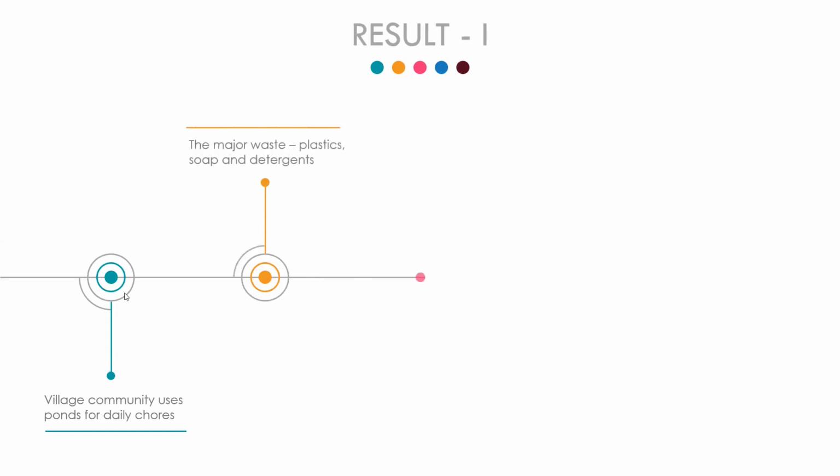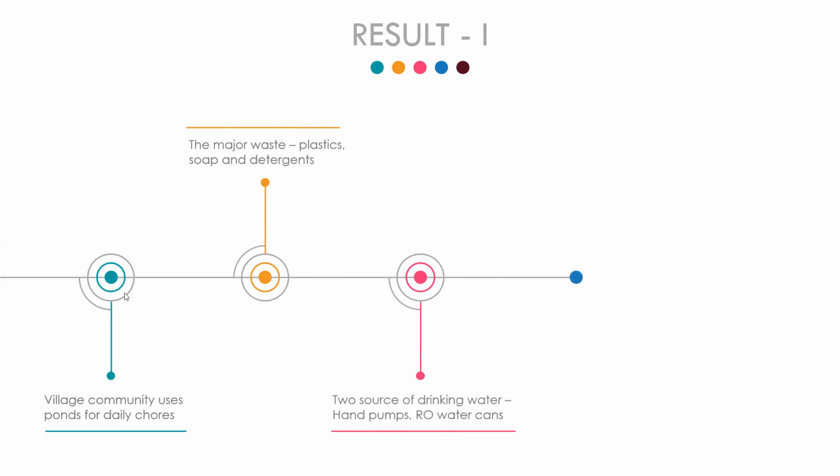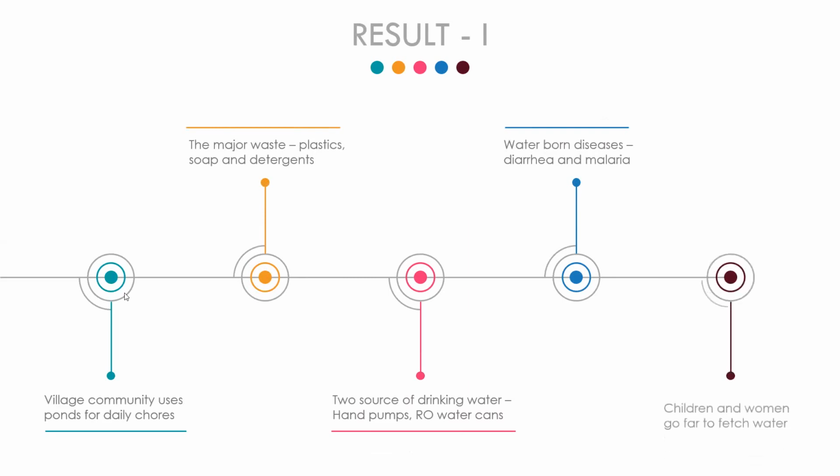The major non-biodegradable waste generated in the village constitutes plastics, soap, and detergent. The villagers dump domestic waste into the pond, adding to the growth of algae in the pond, due to which people suffer from diarrhea and malaria. Villagers utilize the ponds for washing utensils and other daily chores. On average, they have to fetch water 6 times a day to meet the household water demand.